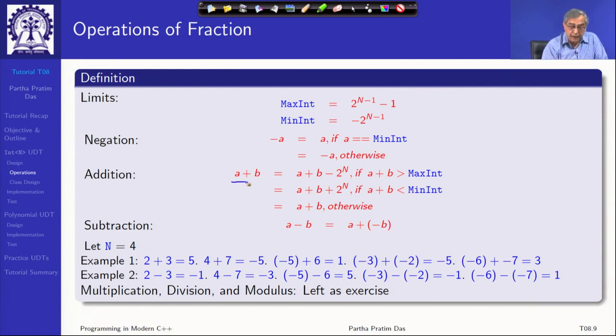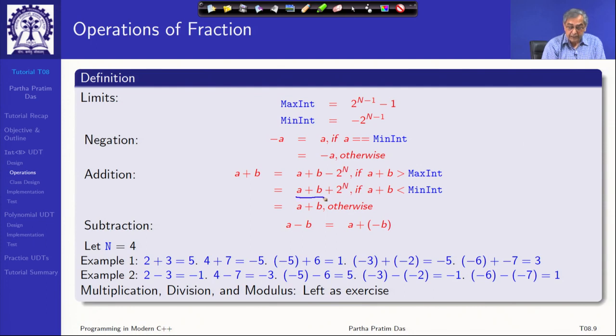Similarly, if you want to do addition, then if the added result is more than max int, you have overflown max int, and your actual result will have to be obtained by adding these two and then subtracting 2 to the power n, because you are wrapping around. As you wrap around, you are coming down from the maximum to the minimum, because the entire range is 2 to the power n. So, you have a jump of minus 2 to the power n, that is, you have to subtract 2 to the power n.